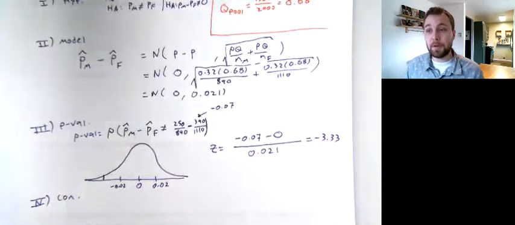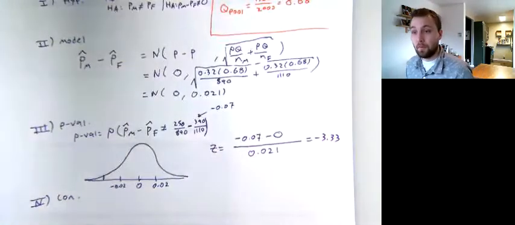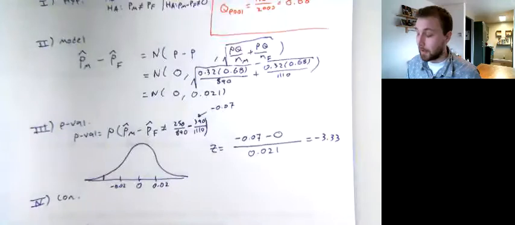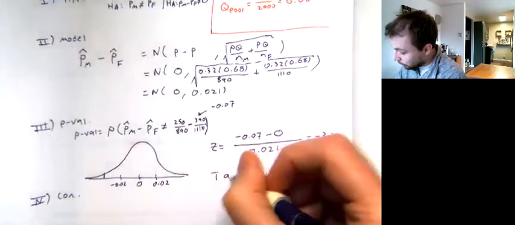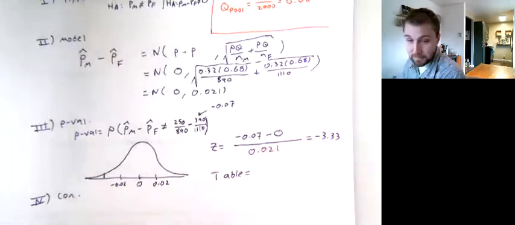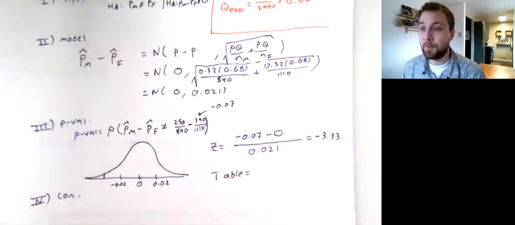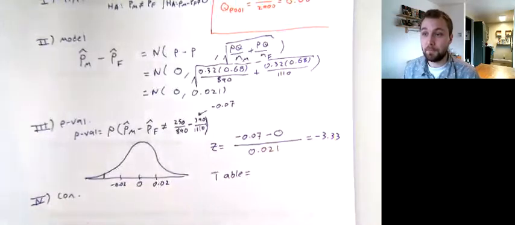If you're following at home, I'm going to ask that you do two things here. One, I'd like you to finish drawing in this picture. I started this, but shade it in the appropriate direction. The second thing I want you to do is look up this negative 3.33 in your table and use that to come up with a p-value. Pause the video, give it a go, see what you can come up with.